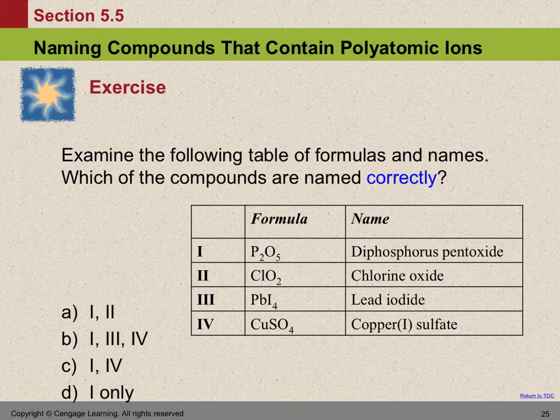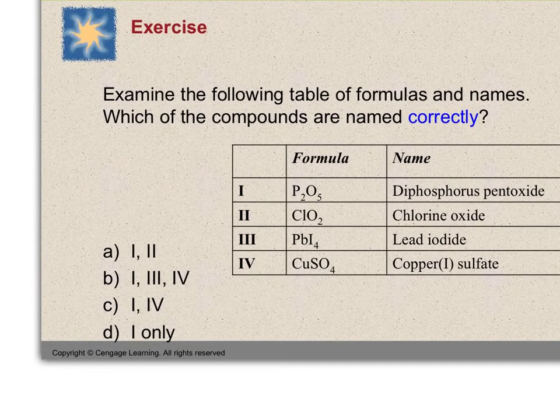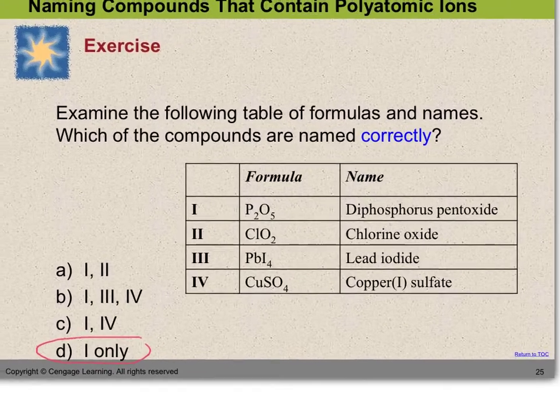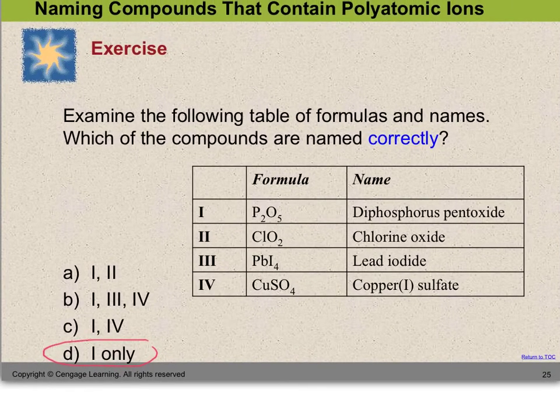Here's the next question. Which of the compounds below are named correctly? The correct answer is D. Number 1 is the only one named correctly. Now, number 1 here, we had to use our binary type 3 because it's 2 nonmetals, so we had diphosphorus pentoxide, 2 phosphorus, 5 oxygen.